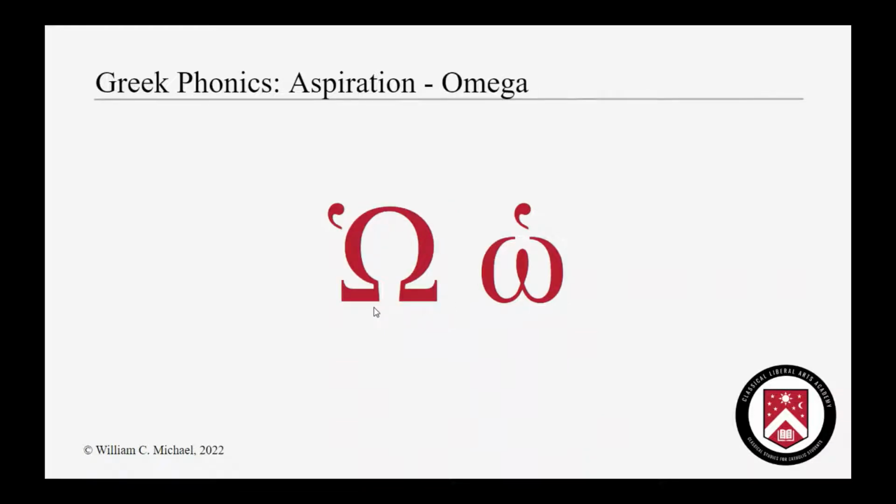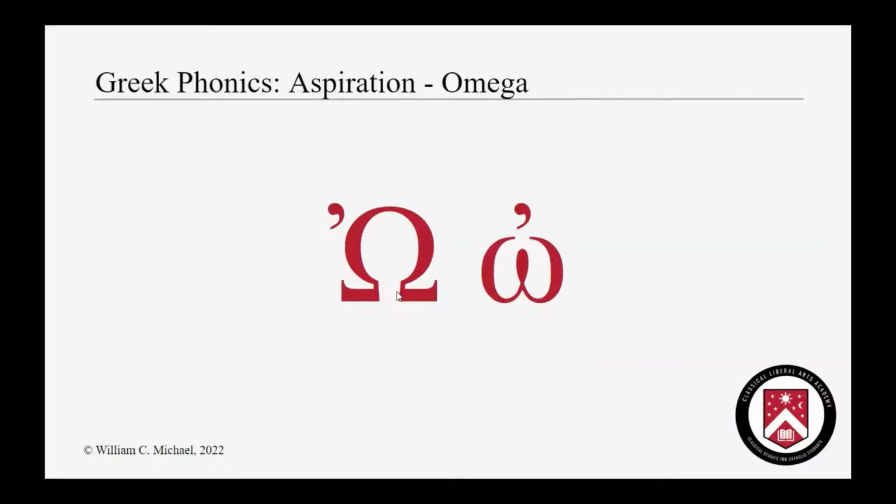Here we see the vowel omega, the uppercase omega with rough breathing or aspiration. We're going to read this with the sound ho. And the lowercase omega likewise, ho.